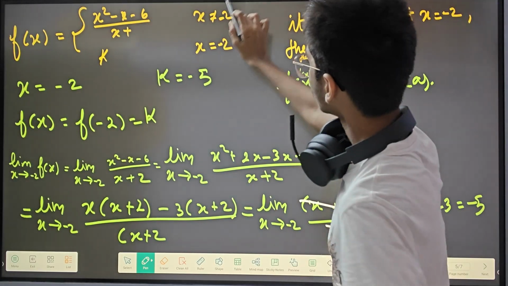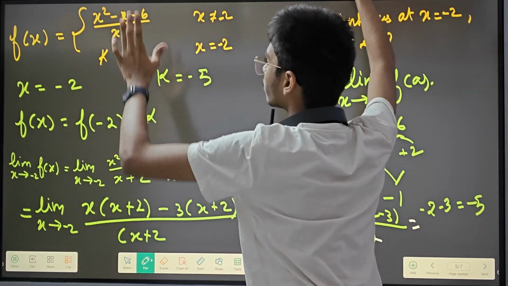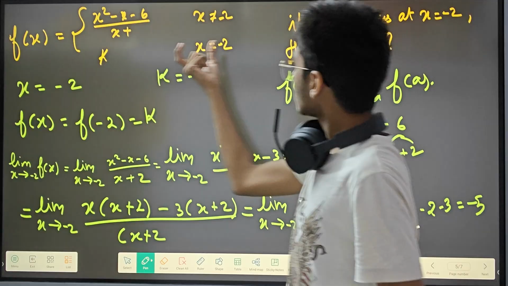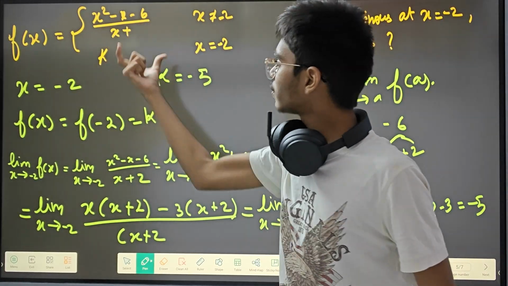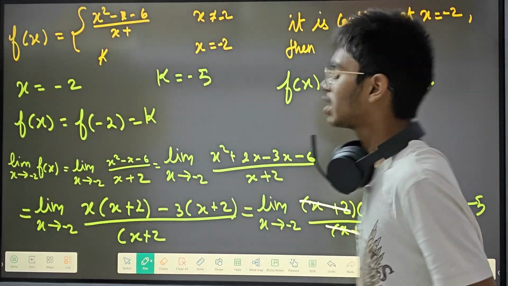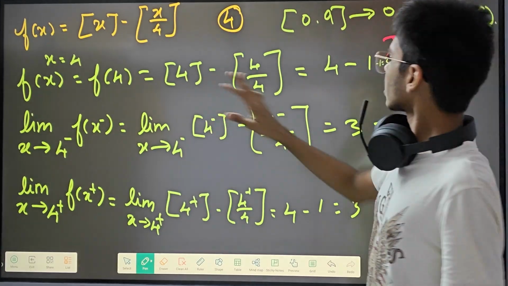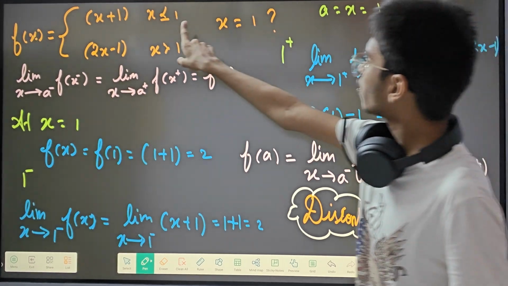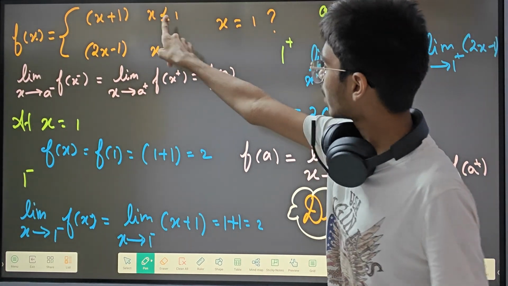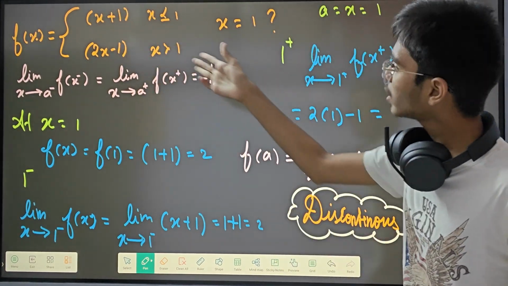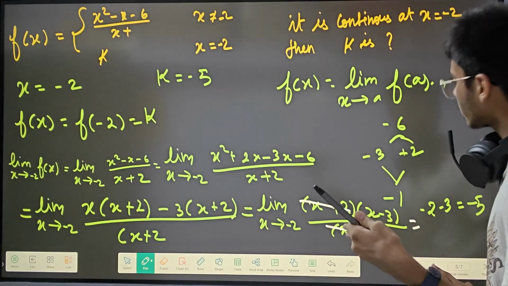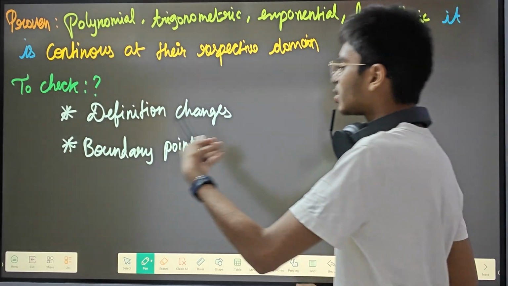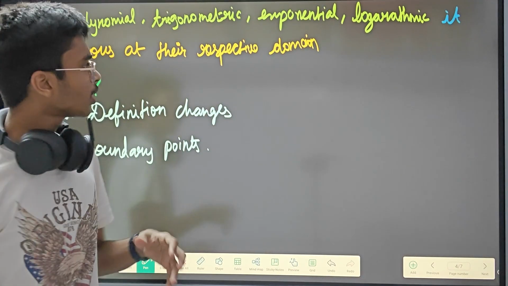See, here for x which is not equal to minus 2, you have one function, and when x is equal to minus 2, you have another function. See, here also it changes, not here. Here you see, where x is less than or equal to 1, you have one function, and where x is greater than 1, you have another function. So the definition changes. So wherever the definition is changing, those points you have to check, and other than that, at boundary points you have to check. So boundary points now, like what?